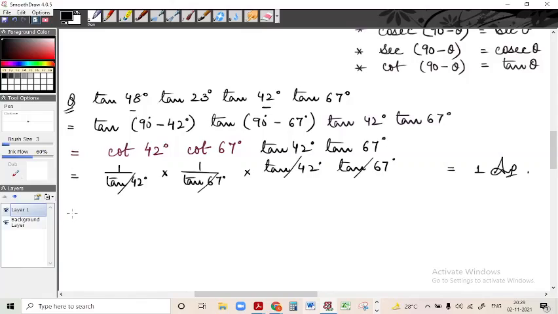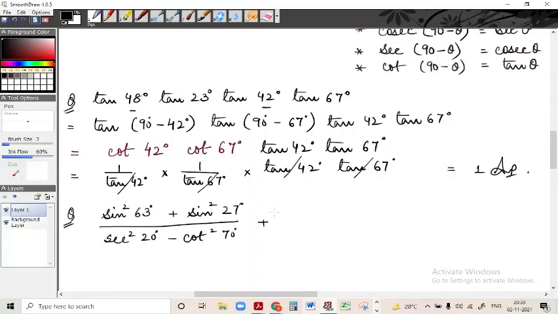Here similarly you may get questions as sine square 63 plus sine square 27 plus sec square 20 minus cot square 70 degree, plus 2 sine 36 sine 42 sec 48 sec 54.